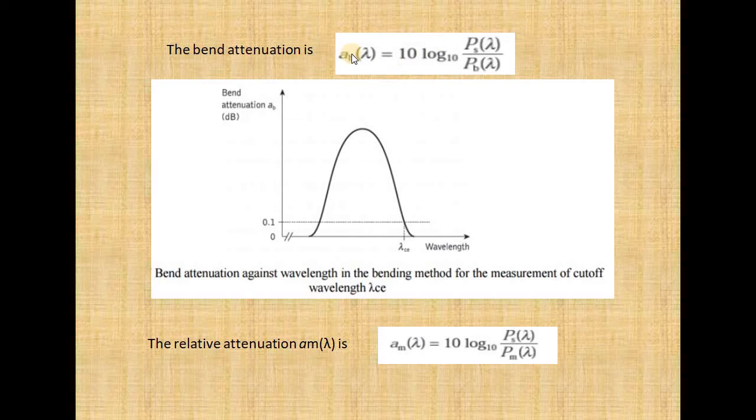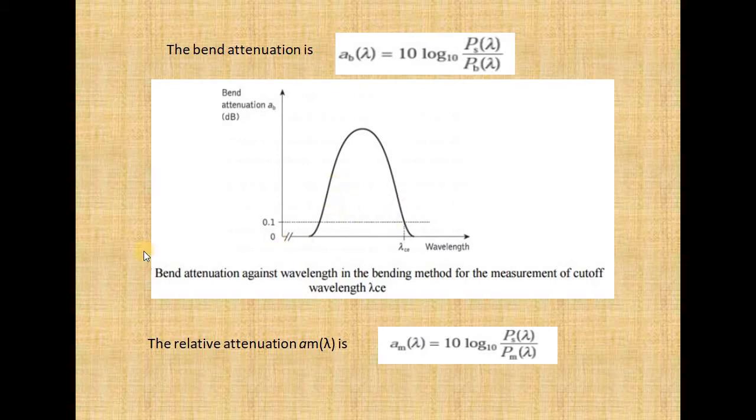The bend attenuation is AB. This is given by 10 log 10 of Ps of lambda, that is the total power, to Pb of lambda, the fundamental mode power, that is the small transmitted power. The bend attenuation characteristic exhibits a peak in the wavelength region where the radiation losses resulting from the small loop are much higher for the LP11 mode than for the LP01 fundamental mode, as shown in this graph.